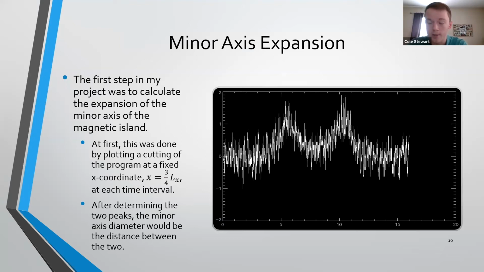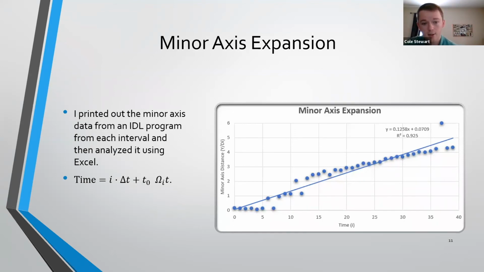I turned it into a program in IDL to be more precise and efficient. I printed out the data from this program from each interval and analyzed it using Excel. As you can see, the minor axis distance is the vertical axis, and the time interval number is the horizontal axis. The interval number ranges from 0 to 39, and its true time is denoted by interval number times delta t plus t naught. T naught is 15, and delta t is 0.5.